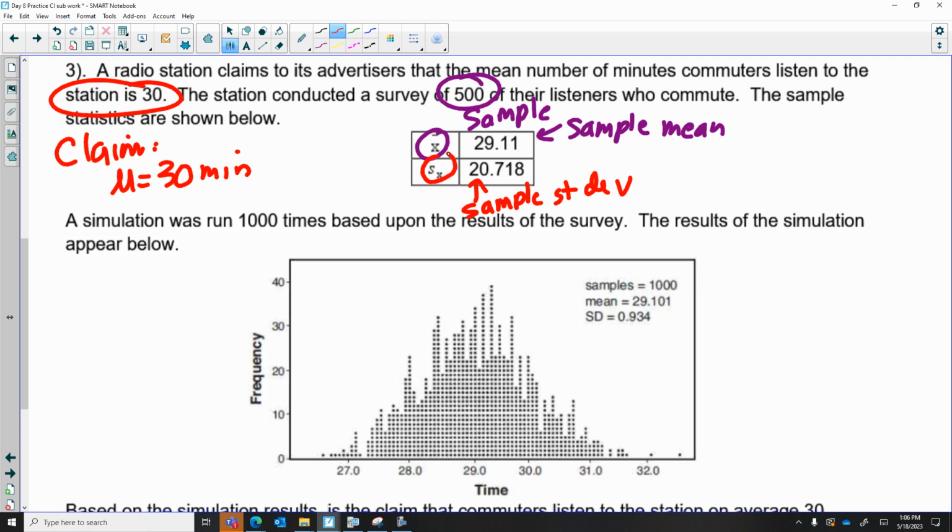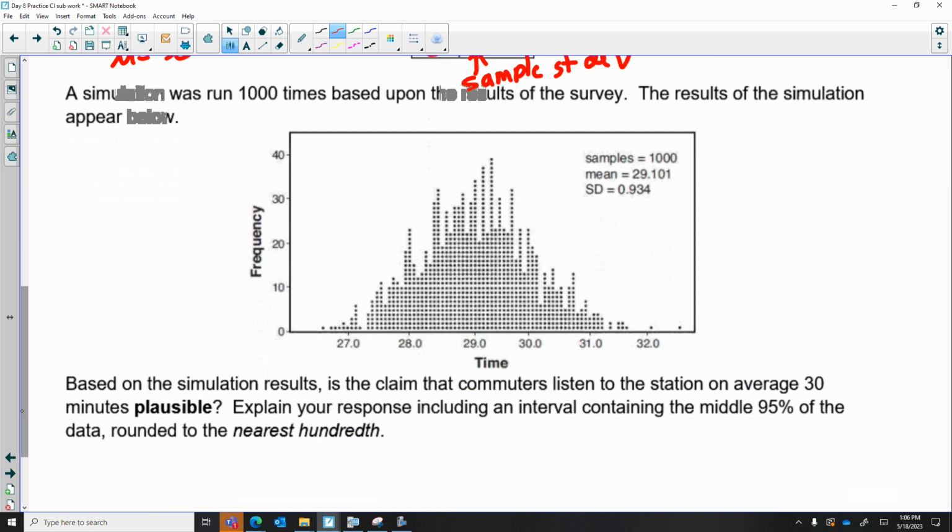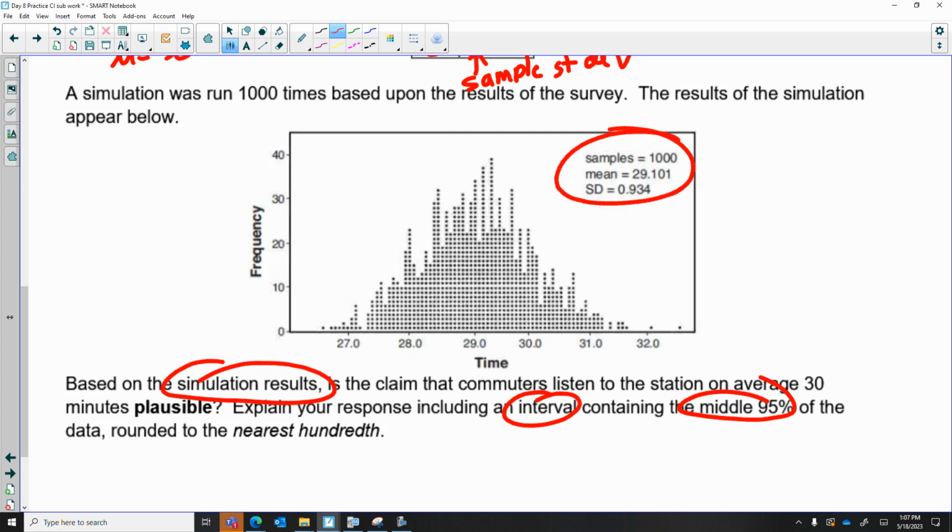And then notice here you have S, which is the sample standard deviation. Now we're going to run a simulation. And the simulation is run 1,000 times based on the result of the survey. Here it is. Based on the simulation results, is the claim that the commuters listen to 30 plausible or accurate? Explain your response by including an interval for the middle 95% of the data. So they want you to use this data. They do not want to use the above data. So you're like, why'd they even give me the above data? Use this data for your interval.